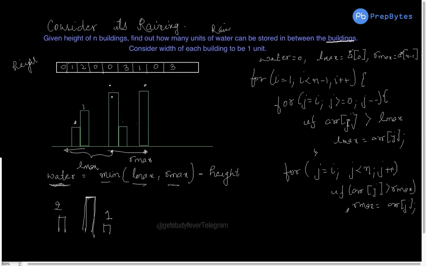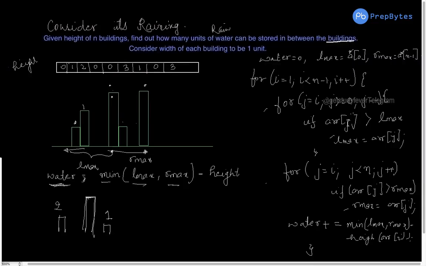Fine. So now I have L max and R max, and after these two loops finish iterating, we will calculate the water stored. So the water stored till this particular building is going to be the water stored till now plus the minimum of L max comma R max, minus the height of this particular building, which is a of i. So this gives me the complete water stored in between these buildings.